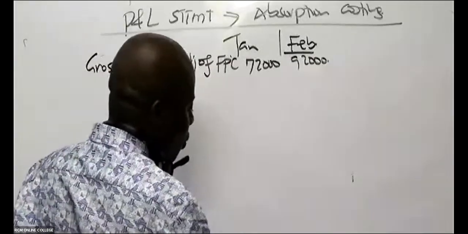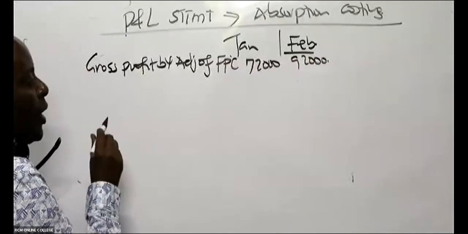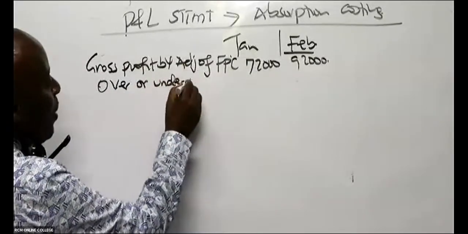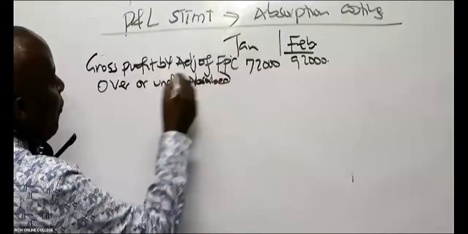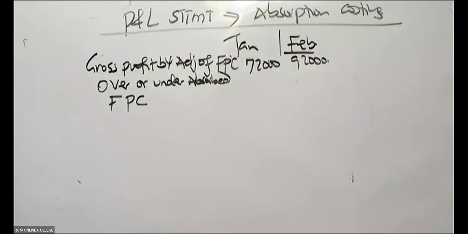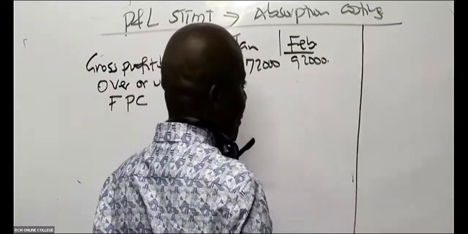Now once you have gotten this gross profit before the adjustments, you need to come and adjust for the fixed cost, where we'll talk over or under absorbed fixed production overheads or fixed production costs. So over or under absorbed. We'll just do a very, very small statement by the side.